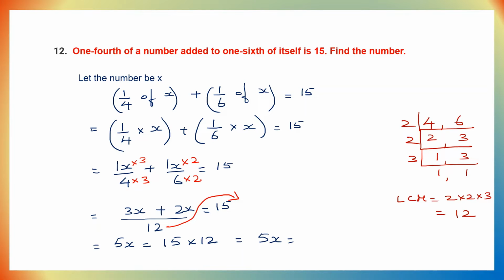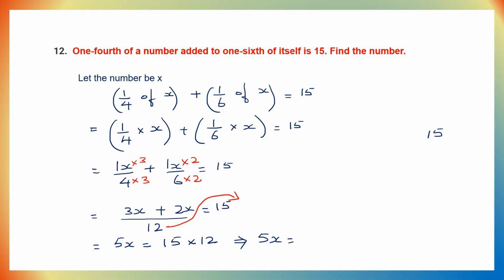Let's multiply. So 15 into 12. Let's multiply and see. 2 5's are 10. Carry 1. 2 1's are 2 plus 1 3. Now here 1 into 15 is 15. So when we add this up, 3 plus 5 is 8 and 1. So 5x is 180. So how much will x be?